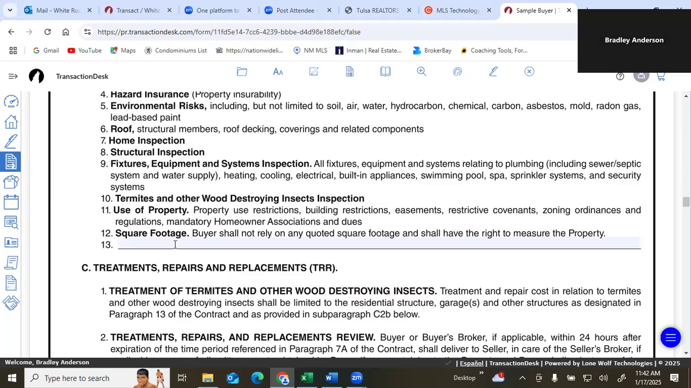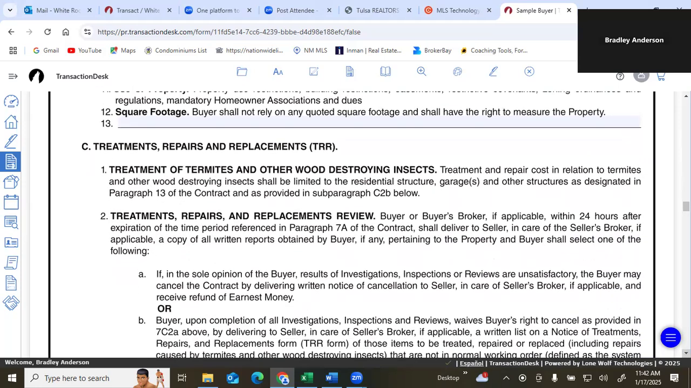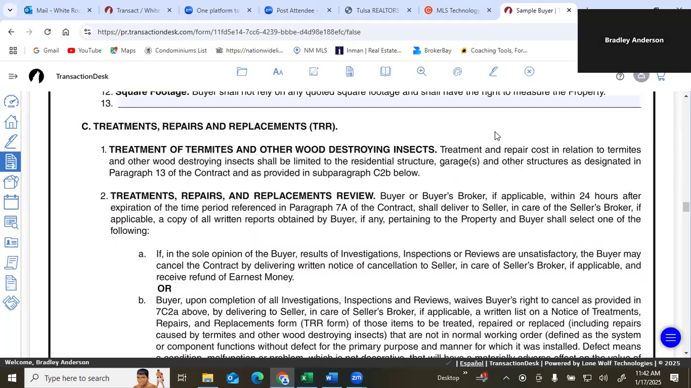I always put structural engineer, but number 8 kind of covers that. Structural inspection, which means, hey, is there any foundation issues? Well, sometimes an inspector doesn't really go into detail about structural issues. If you think there's an issue with the foundation, you need to get a structural engineer out there.